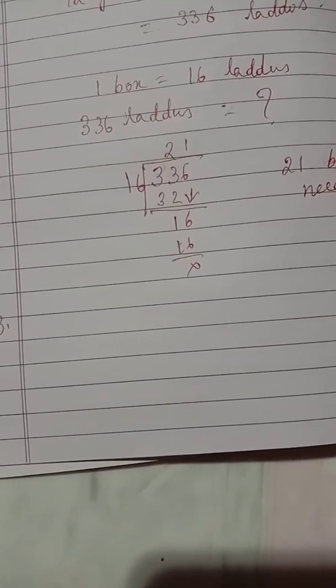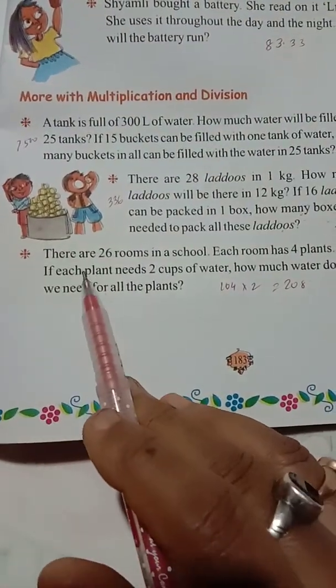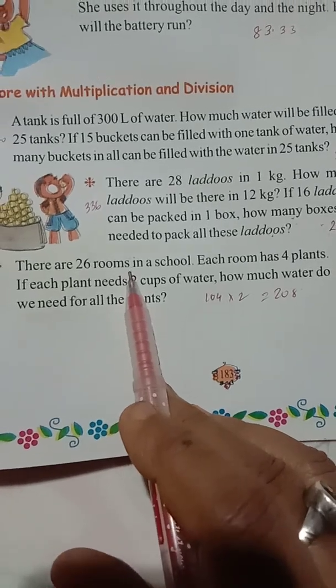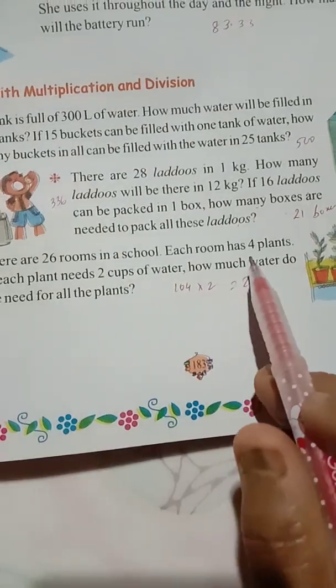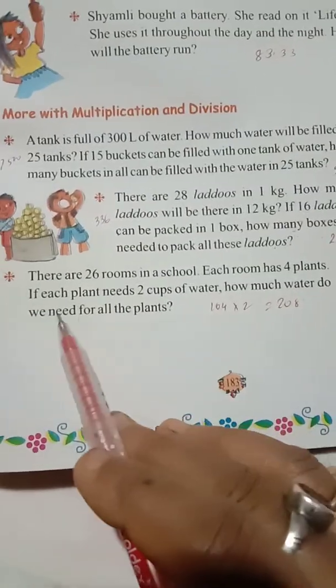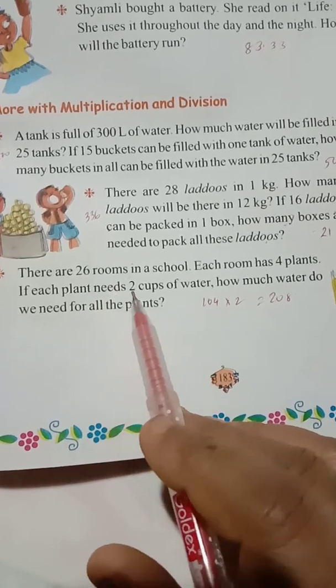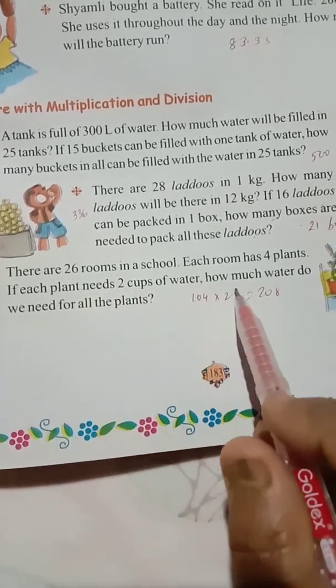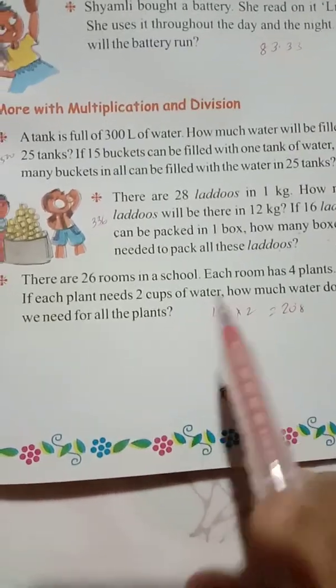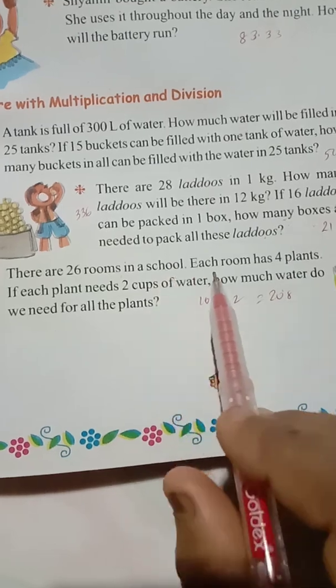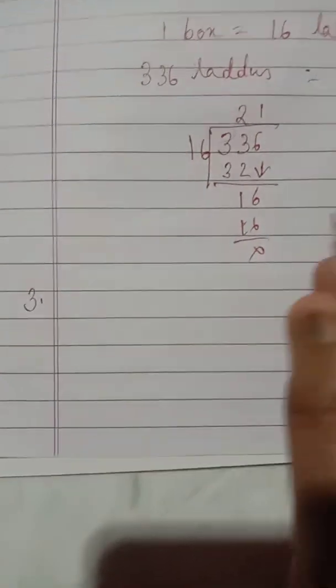Next, question number 3. There are 26 rooms in a school. Each room has 4 plants. If each plant needs 2 cups of water, how much water do we need for all the plants? So there are 26 rooms in a school. Each room has 4 plants. Write first.